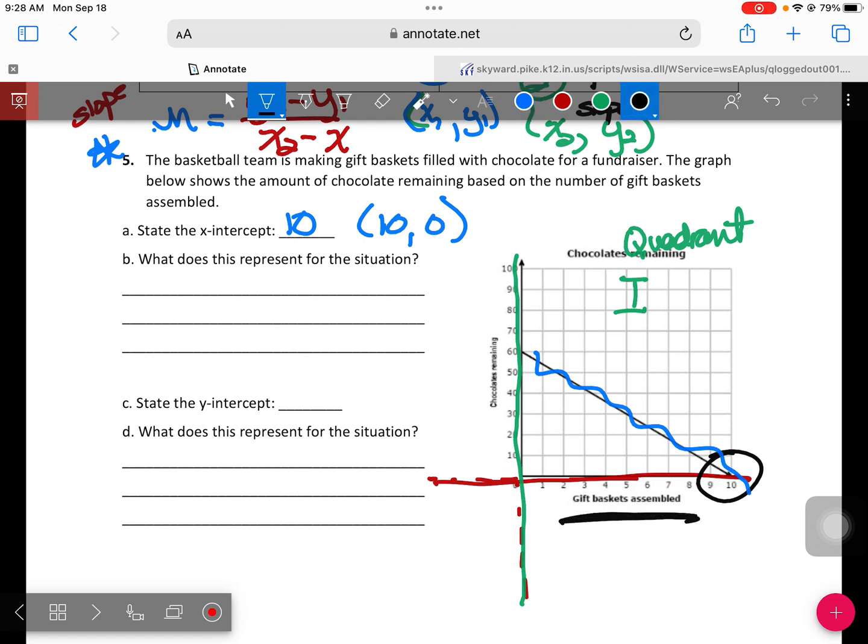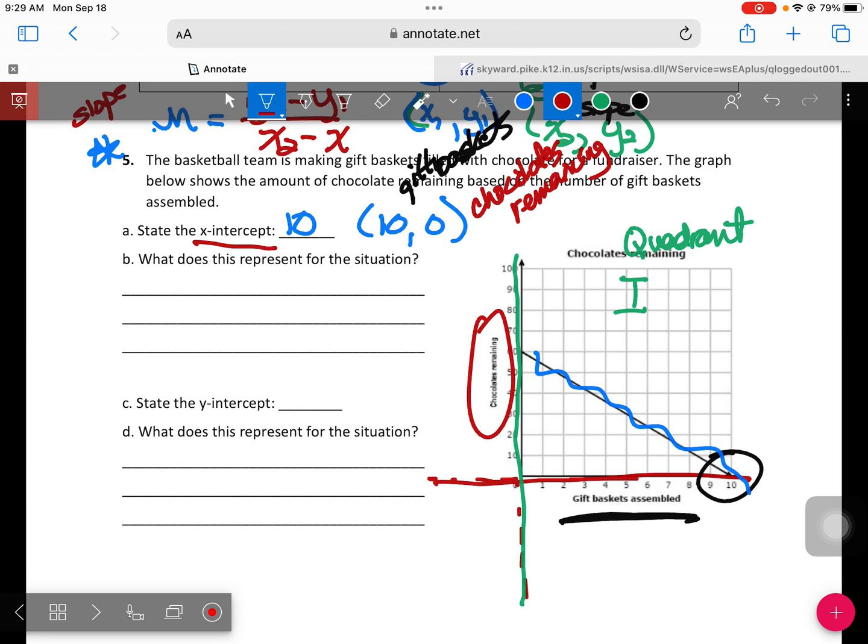And what about the y coordinate? Can you talk to me about the y coordinate? Oh, yeah. The 60 chocolate. Nope. So I don't want the y-intercept. Can you talk to me about the y coordinate of the x-intercept? And 0. You're right. I forgot what I was about to say. That's okay.